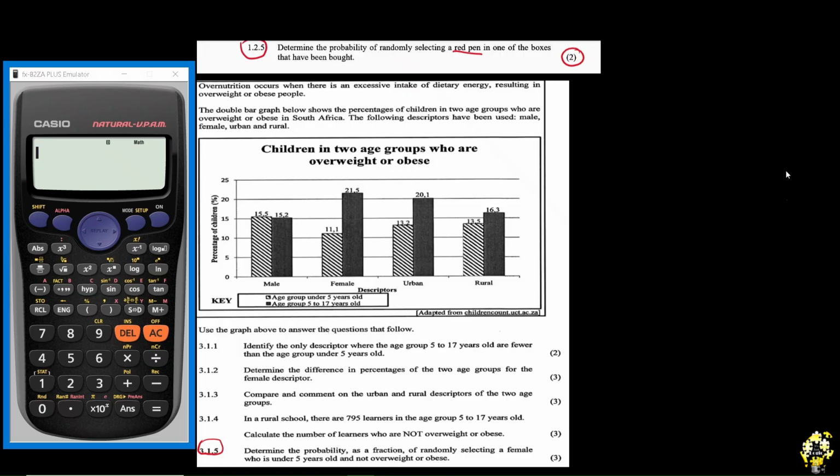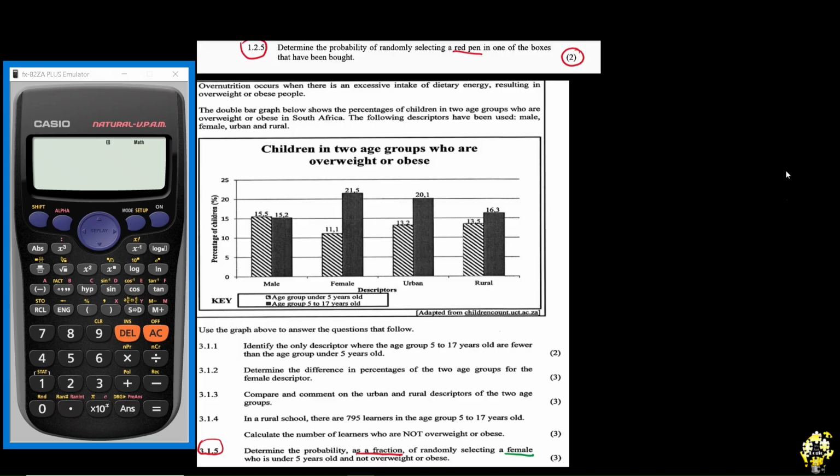Our question is 3.1.5. This is what it's saying: determine the probability as a fraction. Already we know that our probability should be in fraction form. Of randomly selecting a female. I want to use different colors so you can understand where I'm going with this one.